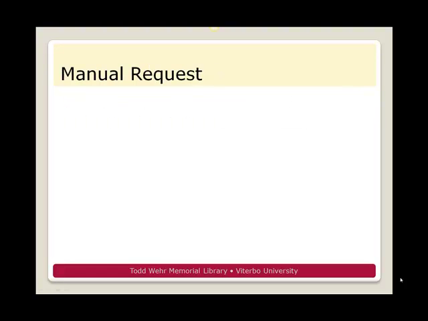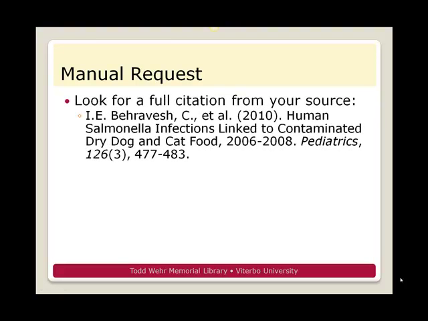A manual request is where you type all the information into ILLiad yourself. Look for the full citation information if possible from your source. This is an example of an article citation. This citation has all the information you will need in order to successfully request this item through Interlibrary Loan ILLiad.